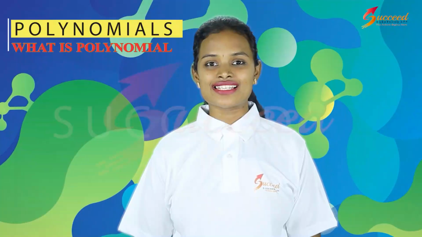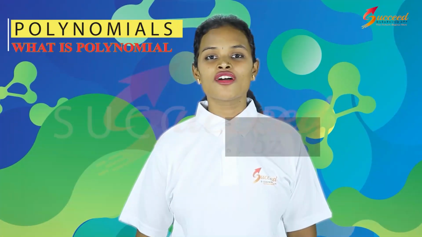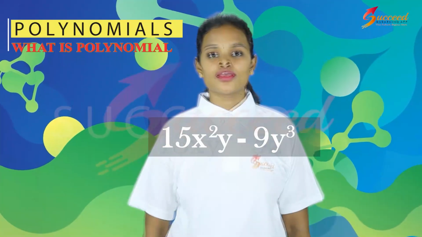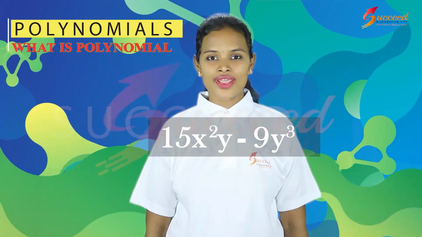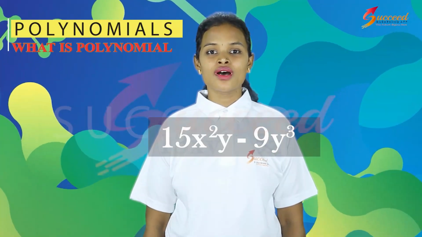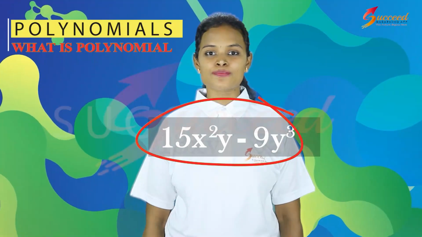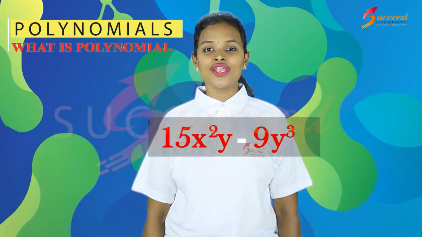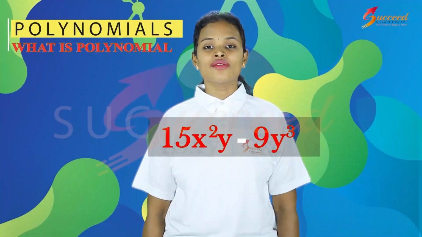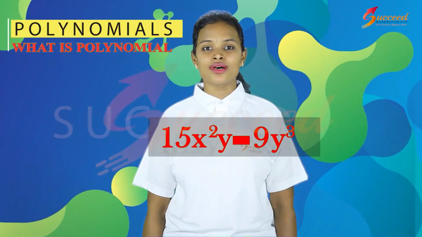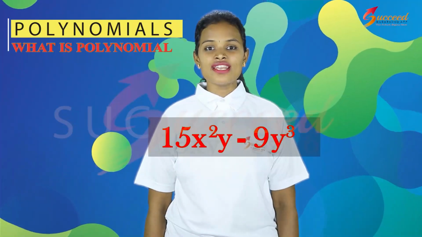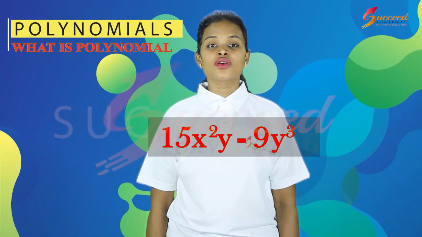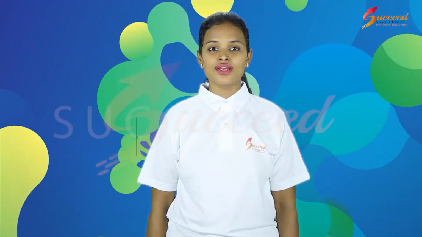Now let us consider one more example: 15x square y minus 9y cube. Here 15x square y minus 9y cube whole together is called an expression, and 15x square y and 9y cube are called terms, which are separated by the minus symbol.